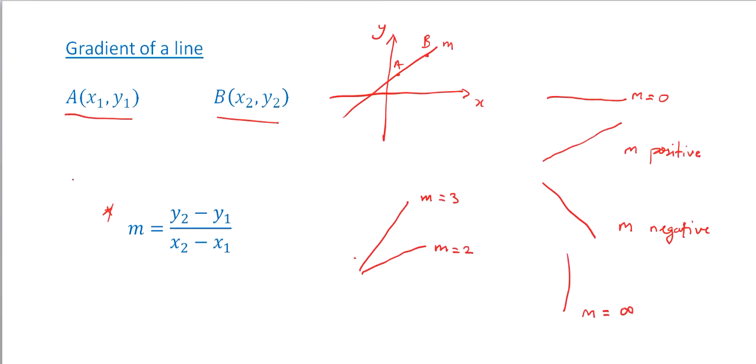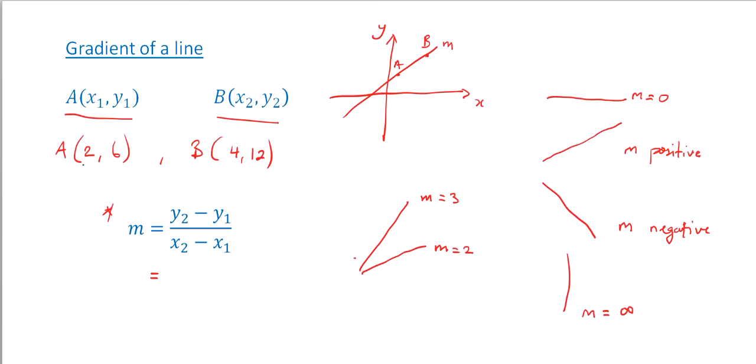So let's say, suppose A was 2, 6, and B was, let's say, 4, 12, and we wanted to find the gradient of the line AB. Then if we use the formula, M is equal to, now you see at this point here, whenever you have the two coordinates, you need to make sure you know in your head which one is x1, which one is y1, which one is x2, and which one is y2.